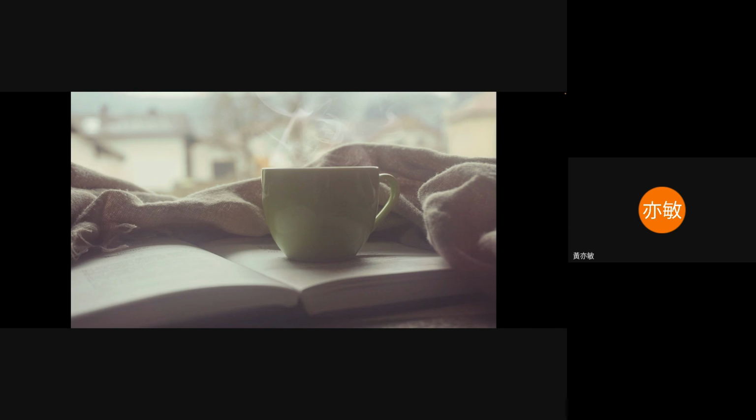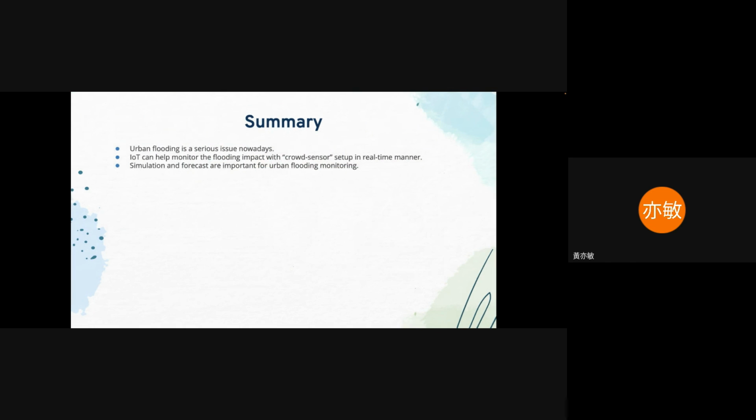So in summary, urban flooding is a serious issue today. I think it will be an issue in the future because we have extreme weather now, and climate change has actually caused a difference compared with 20 years ago. So we need to pay attention to what we call the rapid disaster. Urban flooding is one of the rapid disasters today.